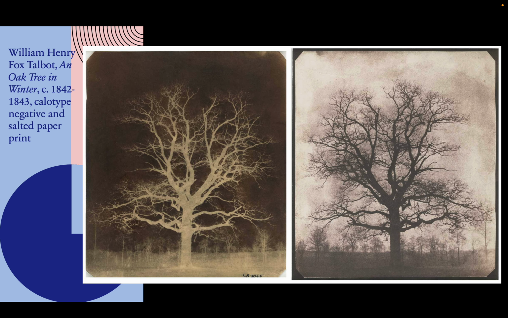The benefit of this is you could make copies. So his process was done on paper. And paper can be transparent with the light. So light can shine through the paper onto another piece of paper underneath, and you can make a copy. So you could have an infinite number of copies from one negative until your negative gets damaged or you don't feel like making any more copies.